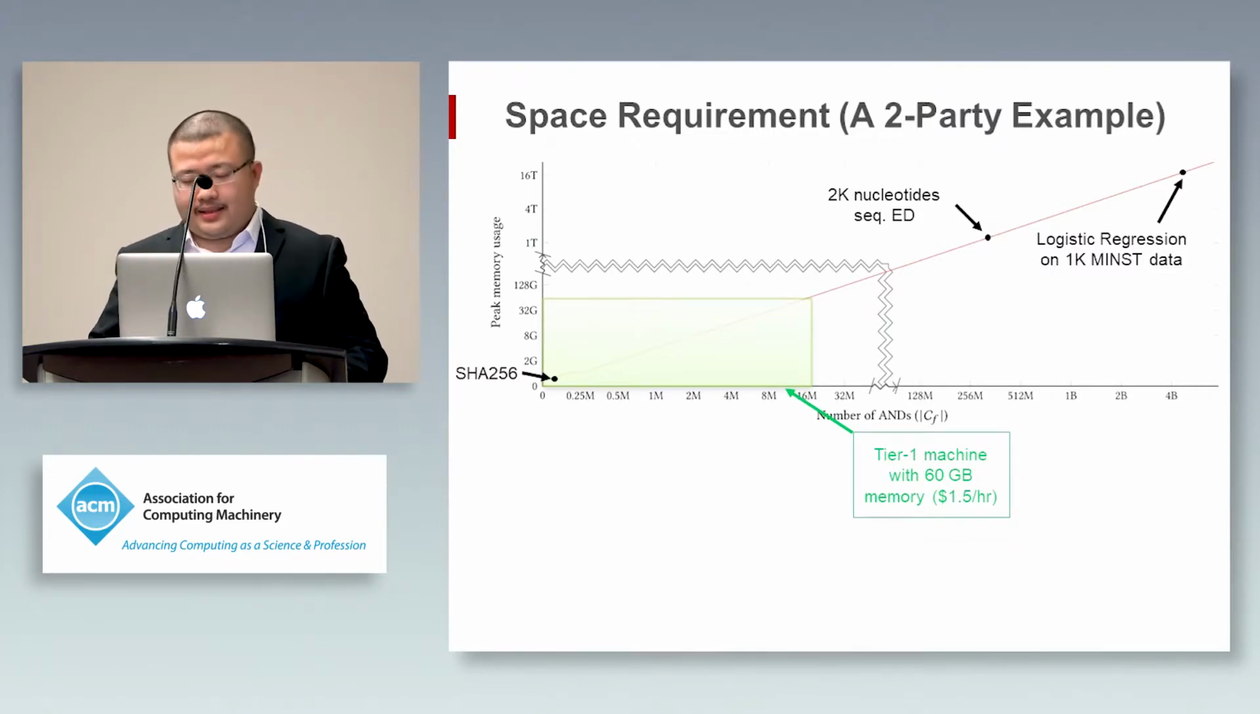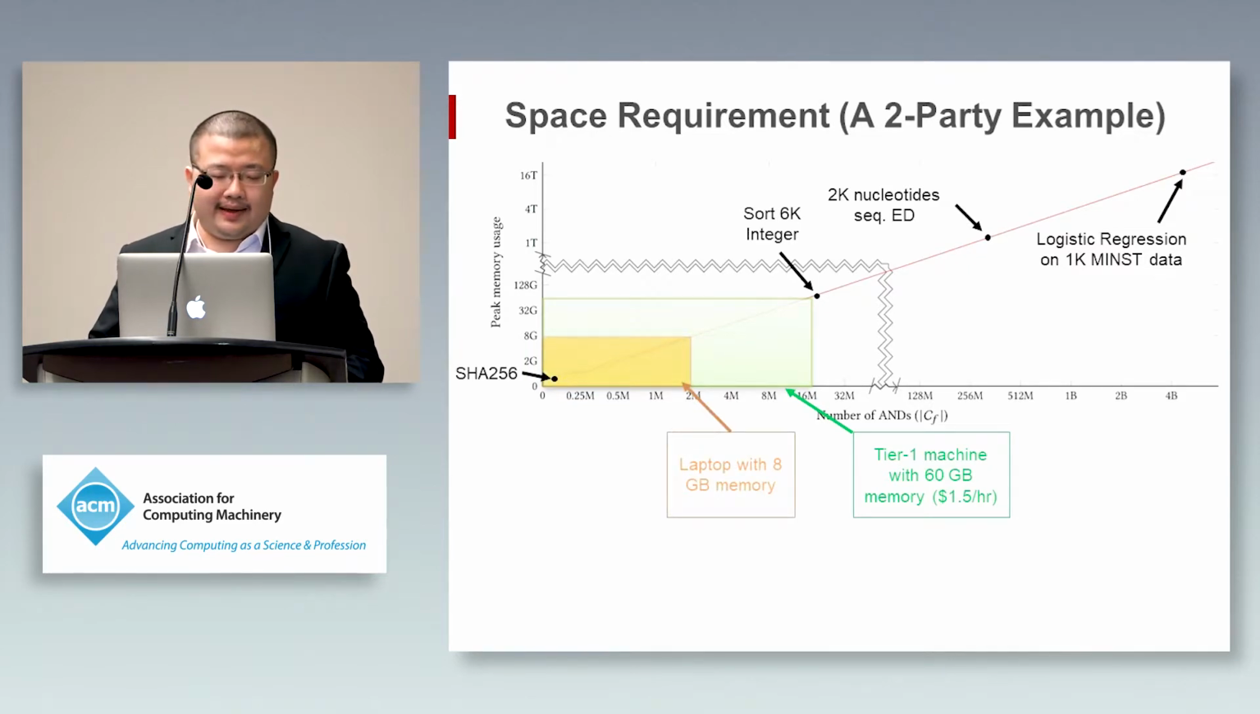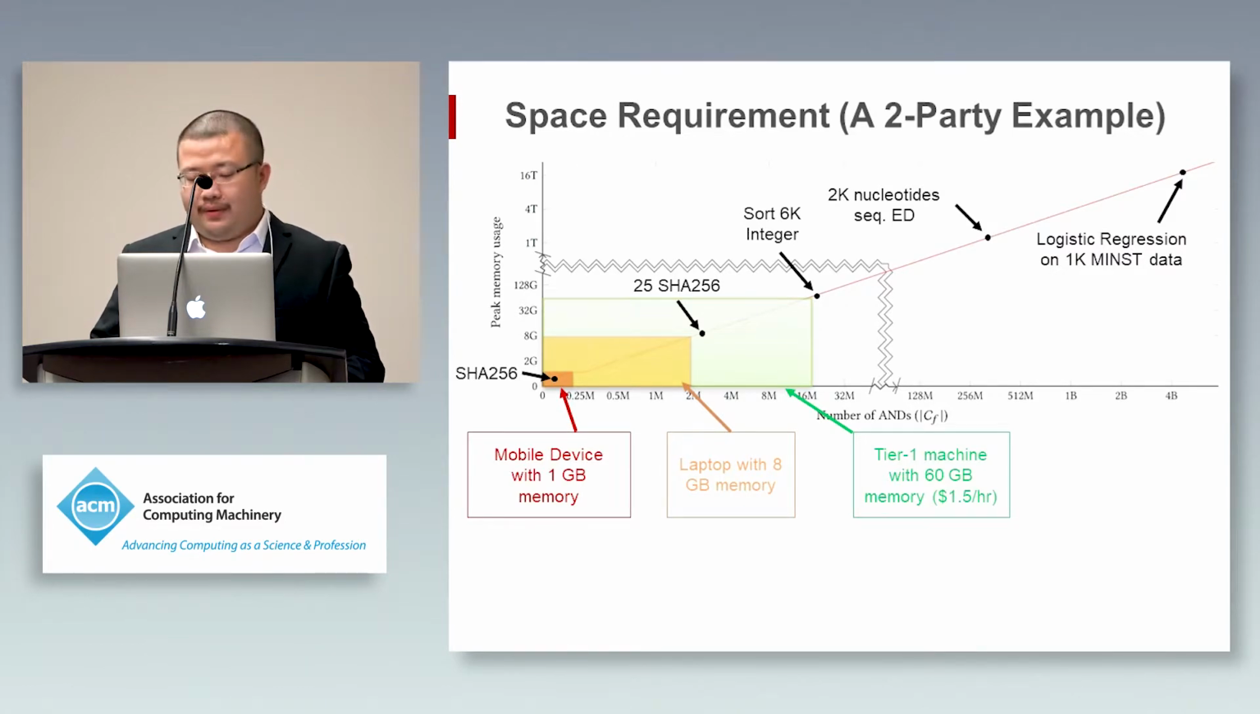In contrast, the explored range of the applications is very limited. Even with Tier 1 machines, the largest circuit we can execute is only 16 million gates, so even sorting only 6,000 integers is off the table. If we only have an everyday laptop with only 8 gigabytes of memory, then merely 25 SHA-256 will be within our reach. If the device is something mobile, for example, your cell phone, with only 1 gigabyte of memory, 3 SHA-256, well, it's gone.